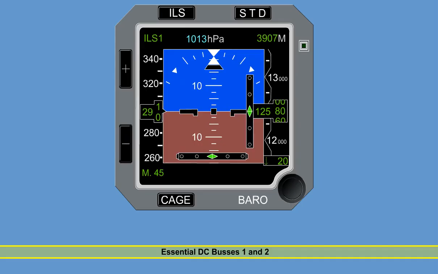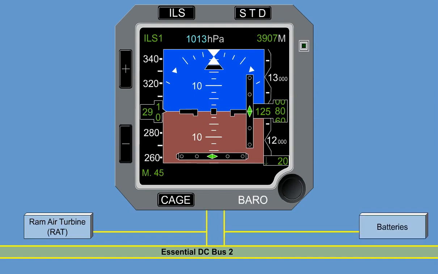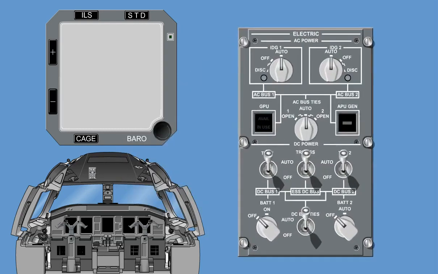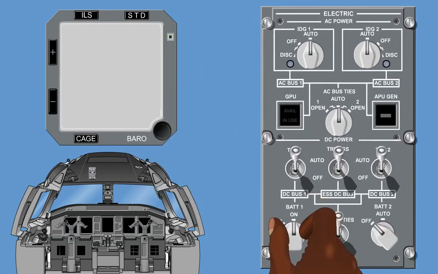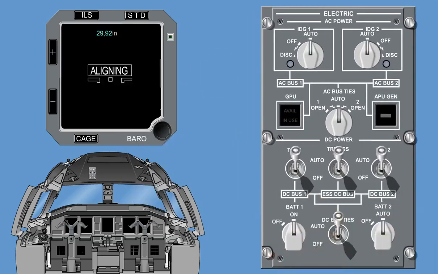The IESS relies on 28-volt DC power provided by the DC Essential Buses 1 and 2. In case of an electrical emergency, it will continue to operate powered by the ram air turbine or by the batteries through the Essential DC Bus 2. The system is powered as soon as battery 1 is switched to on and battery 2 is switched to auto.